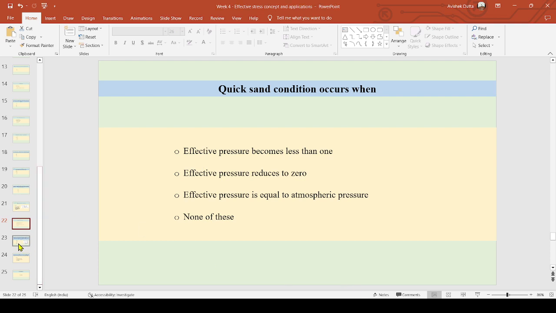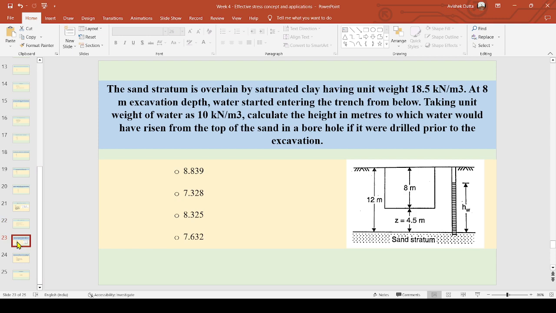Next question. The sand stratum, as you can see, is overlain by a saturated clay having unit weight of 18.5 kilonewton per meter cube. At 8-meter excavation depth, water started entering the trench from below. After excavating for 8 meters, the water started entering the trench.